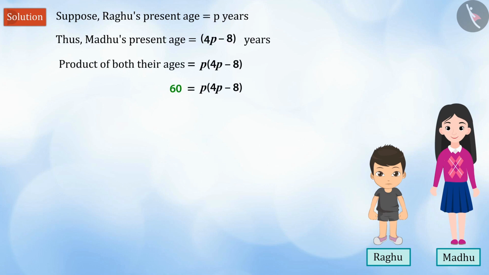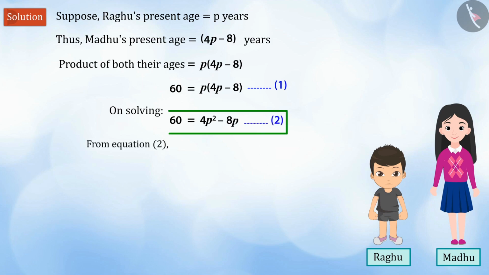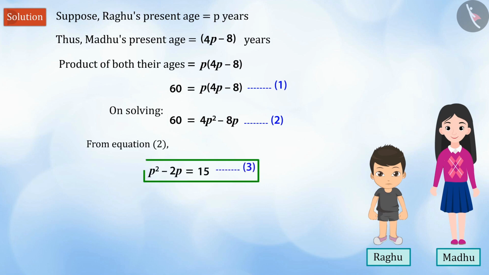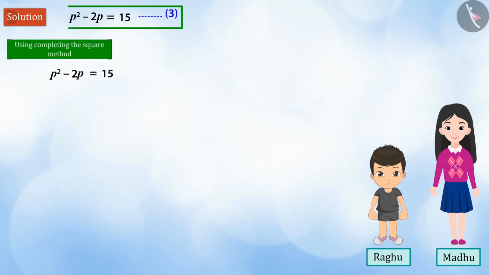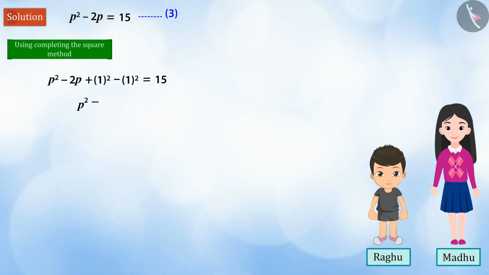The product of both their ages is given as 60, which we shall consider as equation 1. Solving equation 1, we get equation 2, which is 60 equal to 4p square minus 8p. Simplifying equation 2, we get equation 3. If we divide the coefficient of p in the equation 3 by 2, we will get 1. Adding and subtracting the square of 1 on the left side, we can balance the equation.